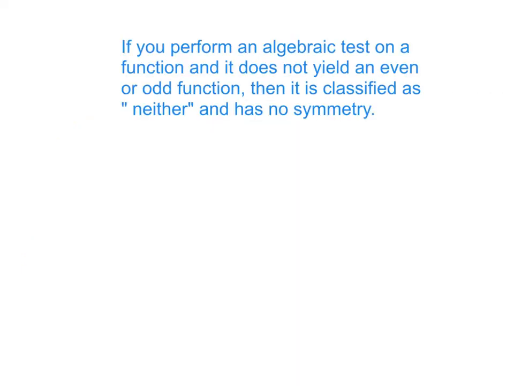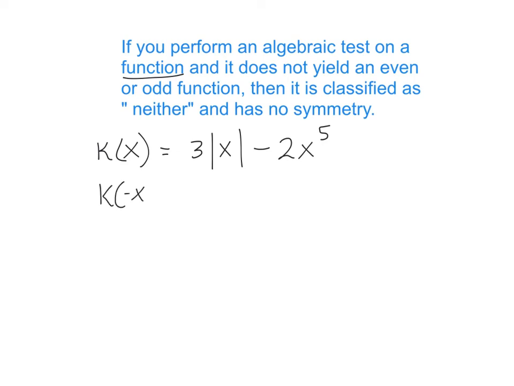We have a mixture of those. If you perform an algebraic test on a function and it does not yield even or odd, then it's classified as neither, and it's not going to have any symmetry. Okay, keep in mind we're talking about a function. So, for example, I'm just going to make something up. If I have k of x equals 3 times the absolute value of x minus 2x to the fifth, and I want to see if it's even or odd or neither, I'm going to do k of negative x just like before.